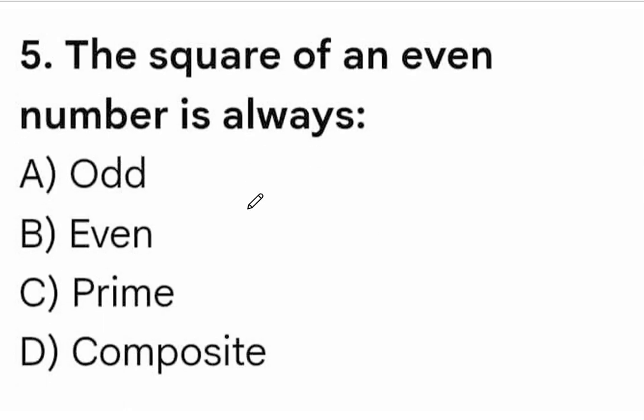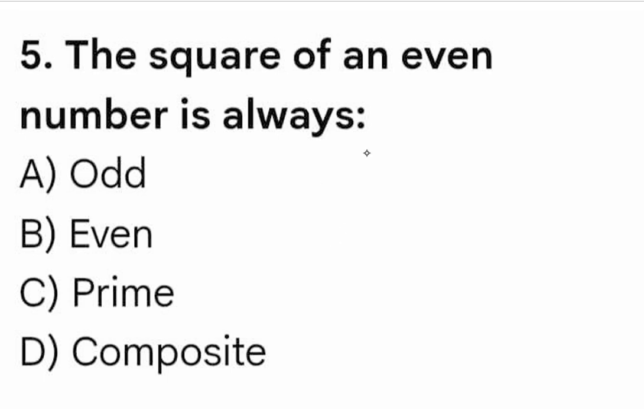So next one, these are all simple questions actually. The square of an even number is always... When you take the square of an even number, what is it? Which number will you get? An odd number, even number, prime number, or composite number? I'll take one example and verify it.